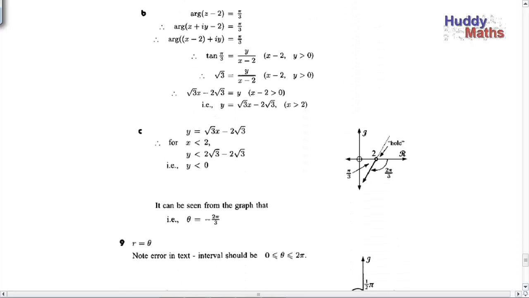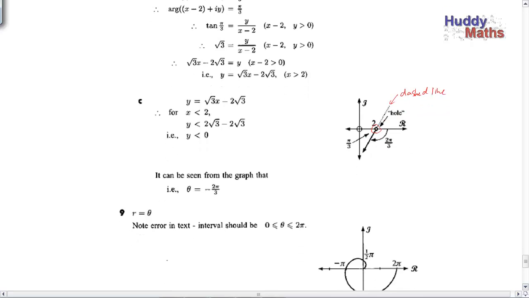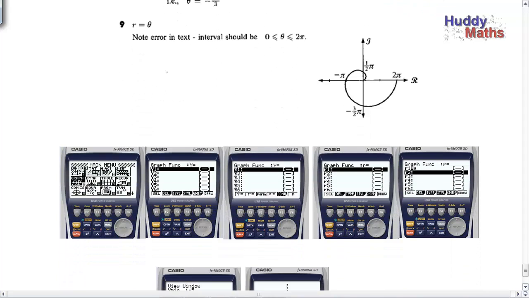B and C. So just watch this over here. This is a dashed line, be precise, and there's a hole in it there. Can you explain why there's a hole in it? Okay. All right. Might have to discuss that one with your teacher. Let's have a look at 9. And I've got some solutions there on the calculator as well.